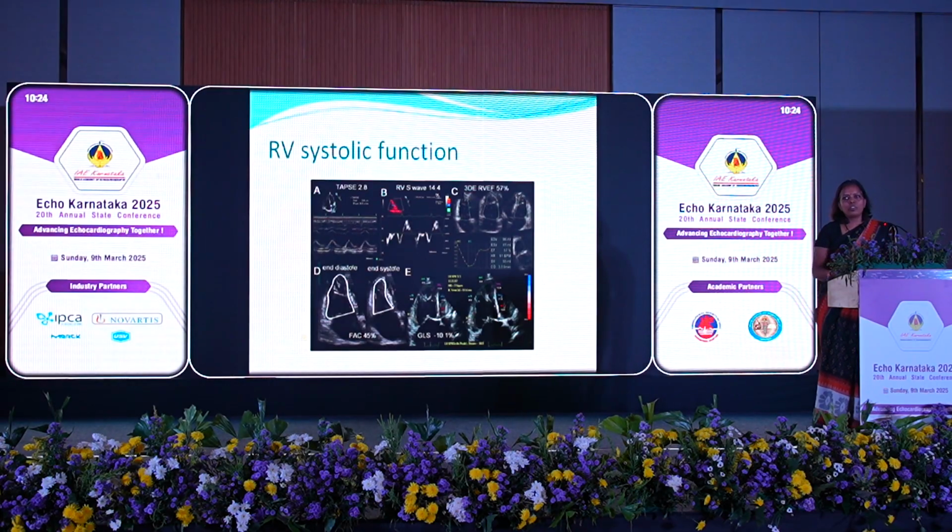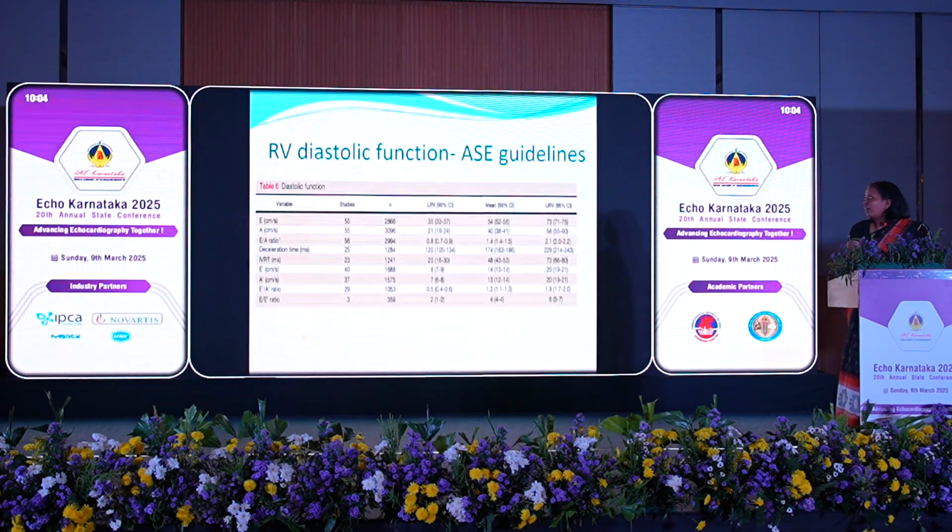Of late, we have all come to assess RV systolic function, where TAPSE and RV S' from tissue Doppler velocity have been common practice in most echocardiography practice. And there are other things like 3D echo assessed RV ejection fraction, FAC, and GLS, which has lately been used frequently. And RV diastolic function has not even been assigned a quarter page in the ASE guidelines. They have given one table and a few paragraphs.